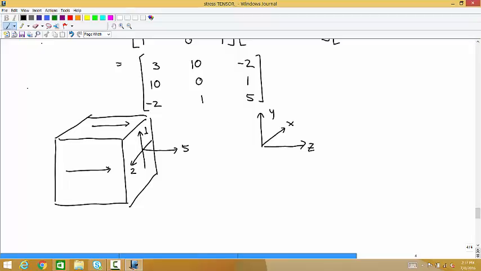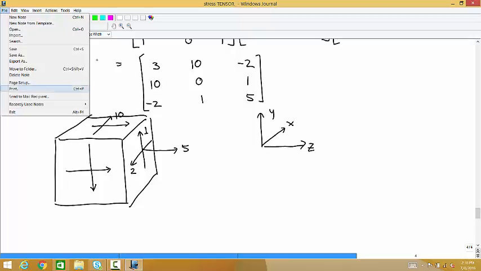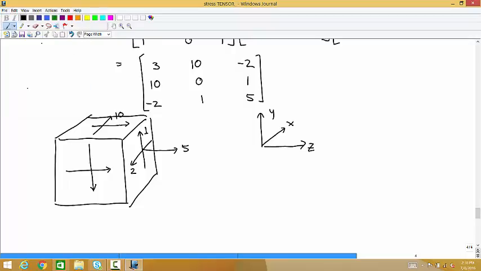Now on the positive y face, we have no normal stress. In the positive x direction, we have 10. That's towards the back, and so that has a matching stress on the negative z face. And then we already drew that 1 in.